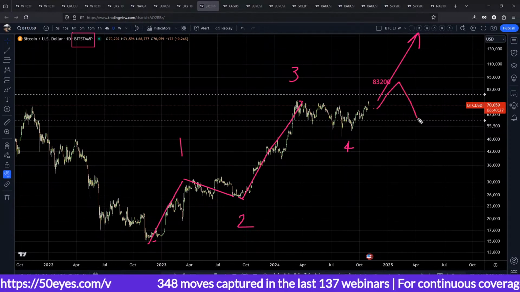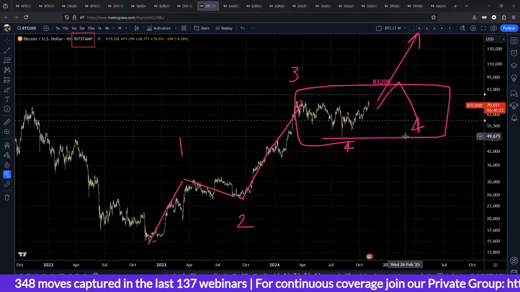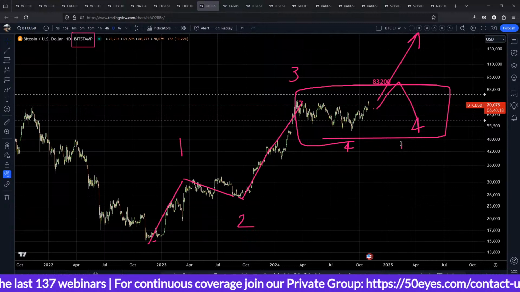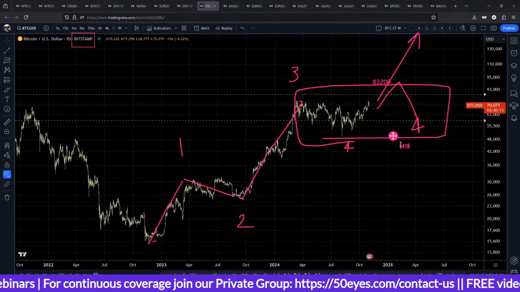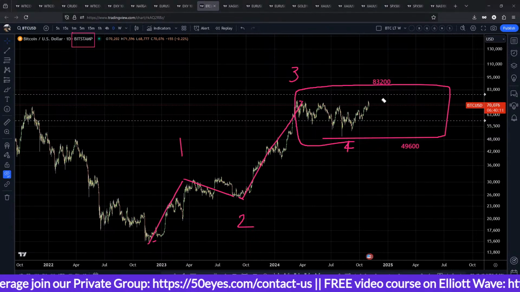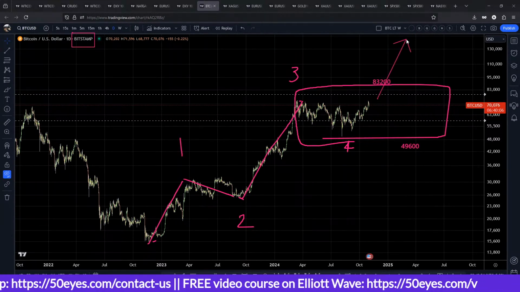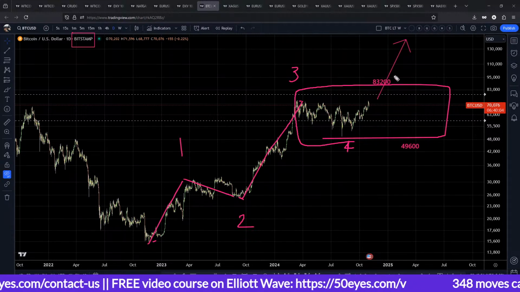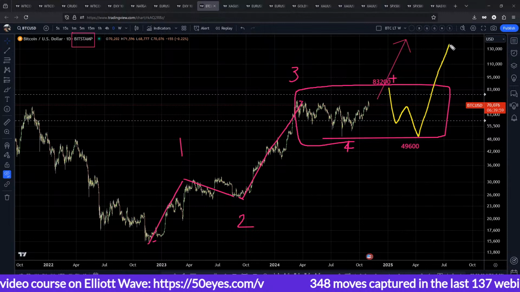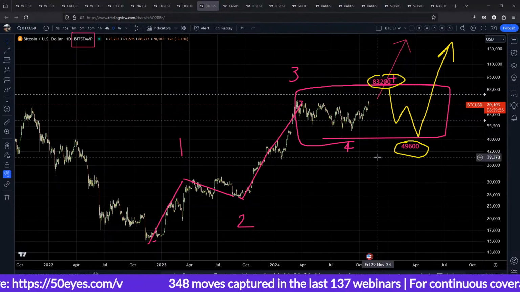So if it's continuing in time, it again will remain range bound between the levels of 49,600 and 83,200. That's the positional view. Again, not very helpful for short-term trading, but that's it. First view is 83,200 above, longs. Second view is sideways propagation between this mentioned range and then longs.